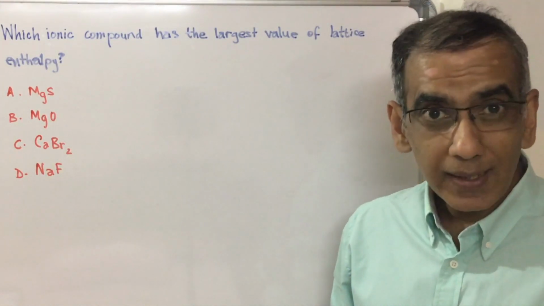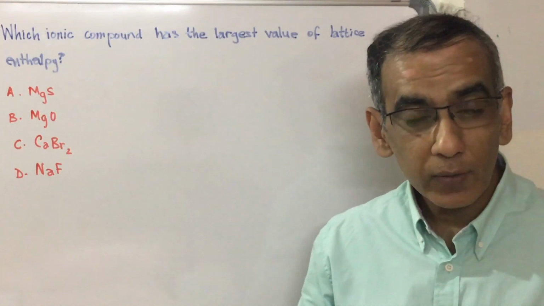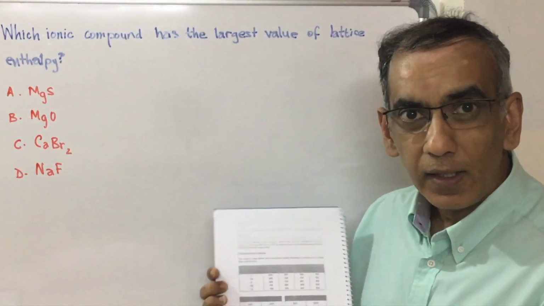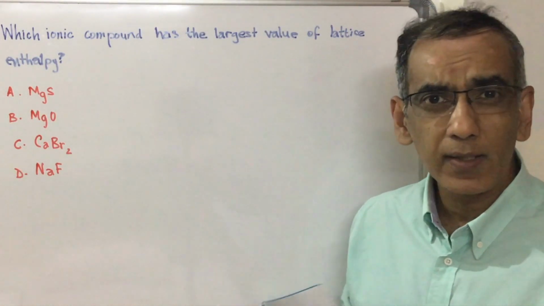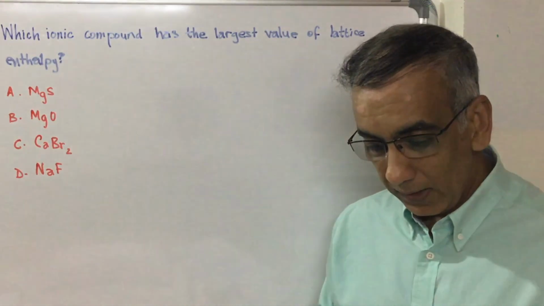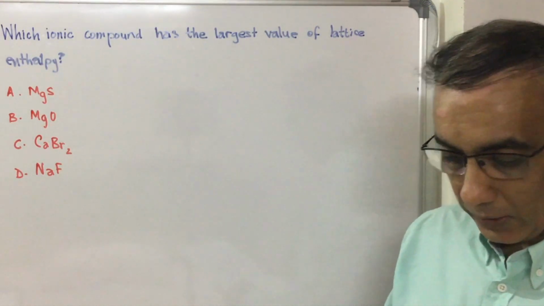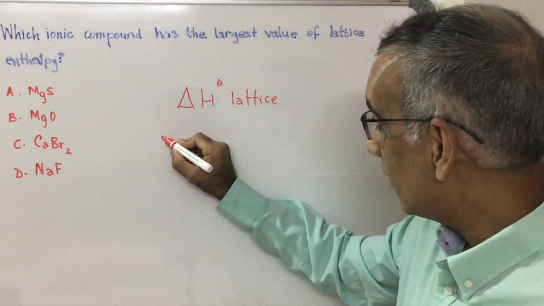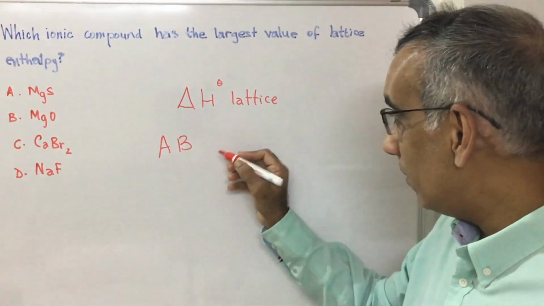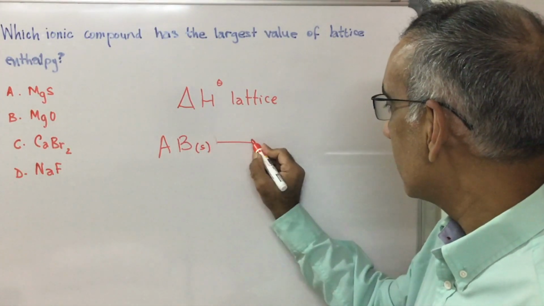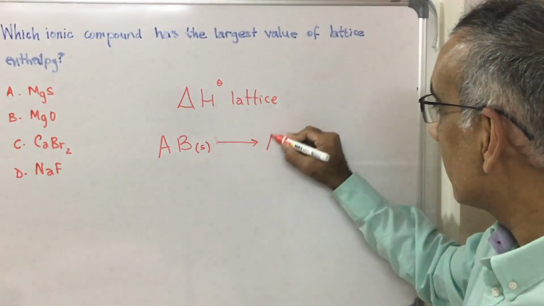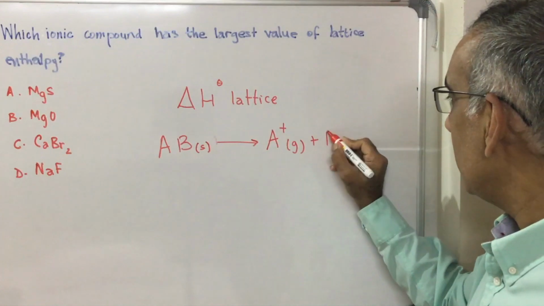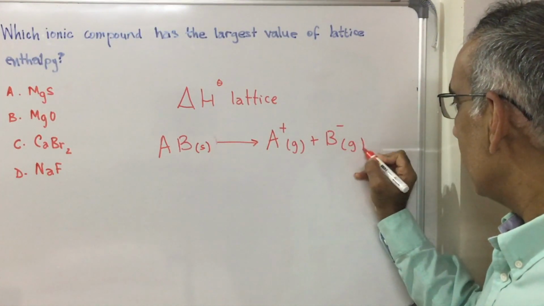Now, the term lattice enthalpy is defined in different ways in different sources. But according to page 16, section 18 of the IB Chemistry data booklet for first exams in 2016 and beyond, the lattice enthalpy value is the enthalpy change associated with this process: an ionic compound AB in the solid state going into its constituent ions, A positive in the gas state and B negative in the gas state.